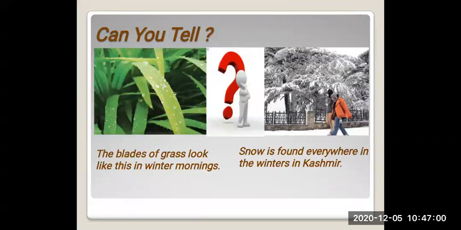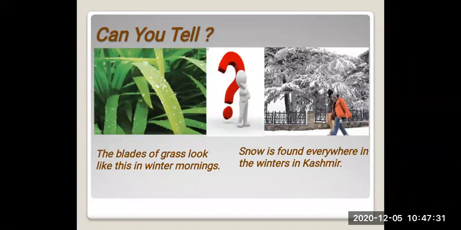The blades of grass look like this in winter morning only. Yes, only during the winter season and only in the morning. From where do these water droplets on the grass come? You can see the water droplets on the green grass. From where do they arise and fall on the grass? This is the question you have to think over.